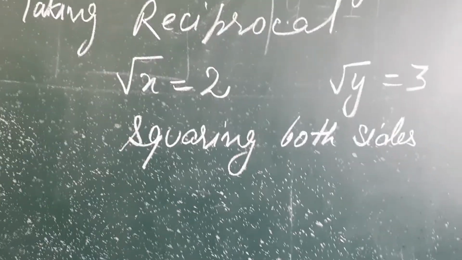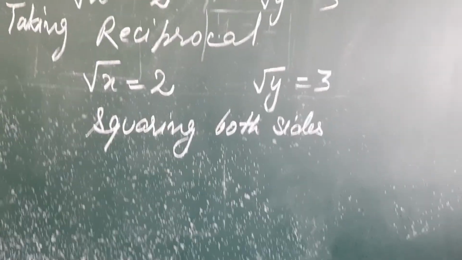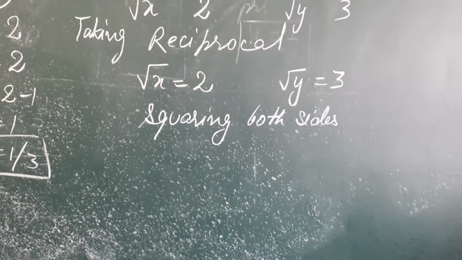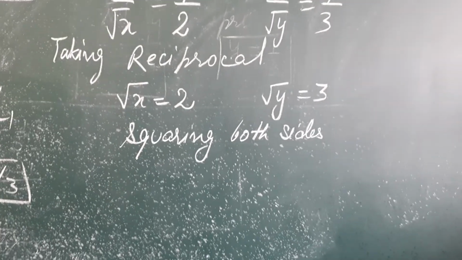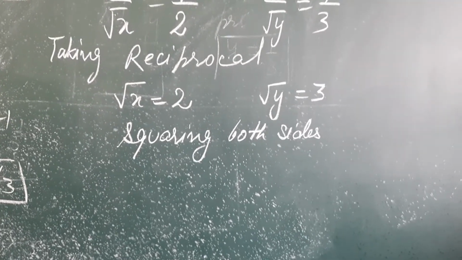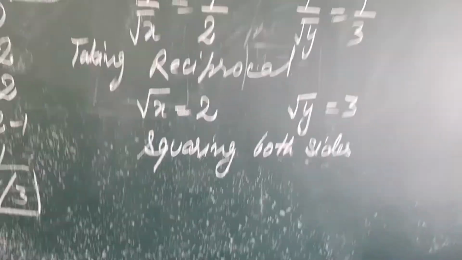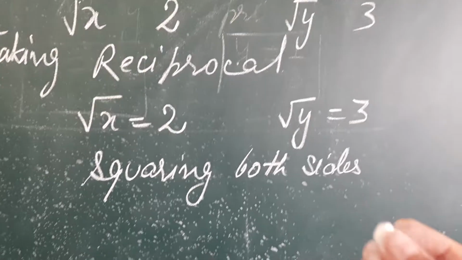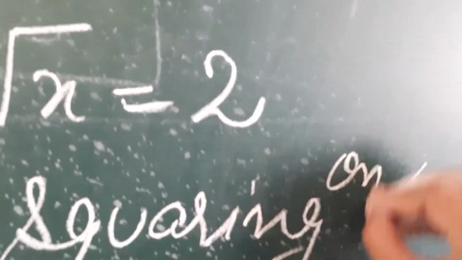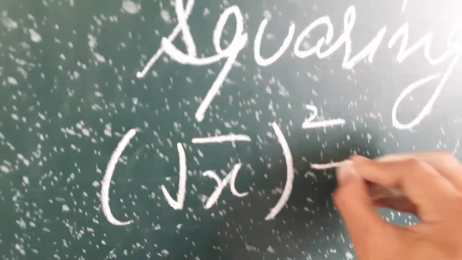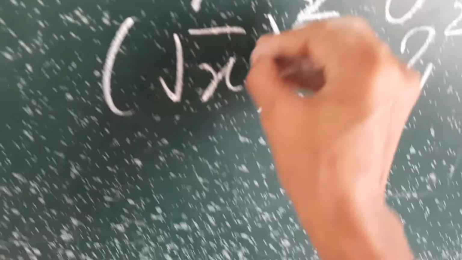So what is the way to remove root? Yes, the root of square root is, it's empty. What is the opposite of square? Square root. Similarly, the opposite of square root is square. So we will write squaring on both sides. So when we will square on both sides, automatically the square will be removed. Okay? So we'll get x is equal to 4.